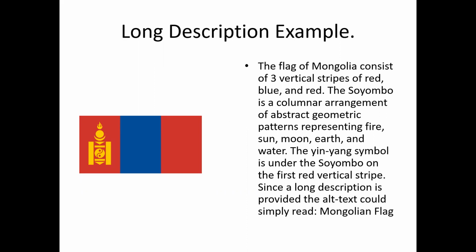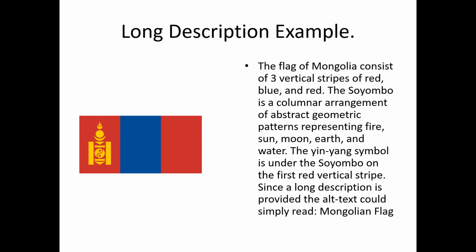So in this one, I explain what the flag means. The flag of Mongolia consists of 3 vertical stripes of red, blue, and red. The soyombo is a common arrangement of abstract geometric patterns representing fire, sun, moon, earth, and water. The yin yang symbols under the soyombo on the first vertical red stripe.